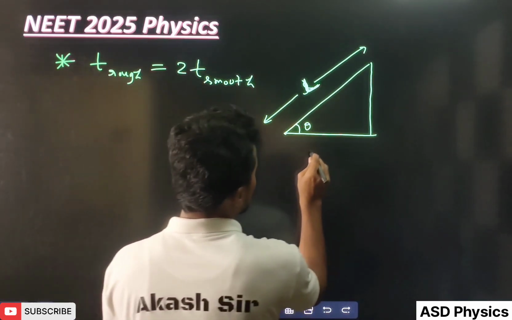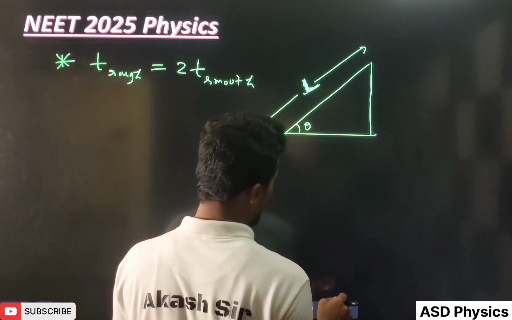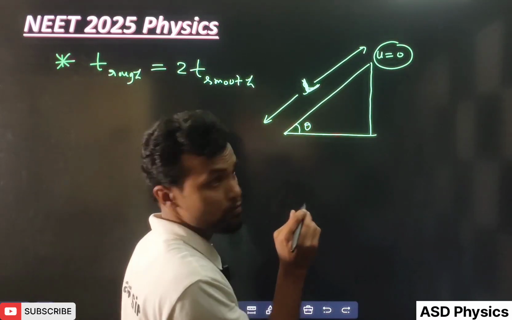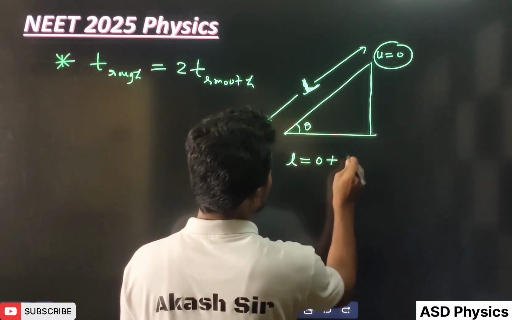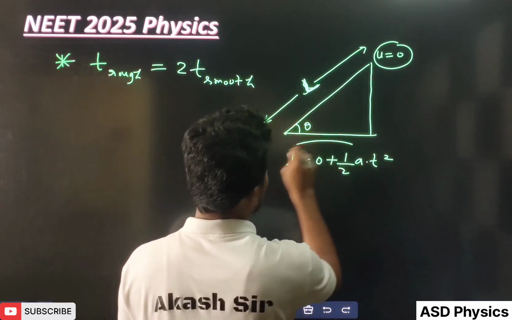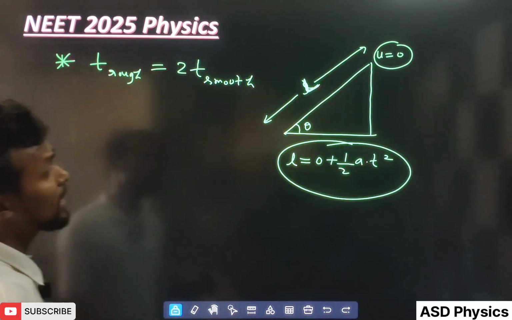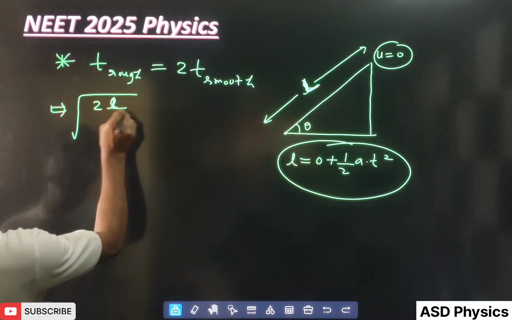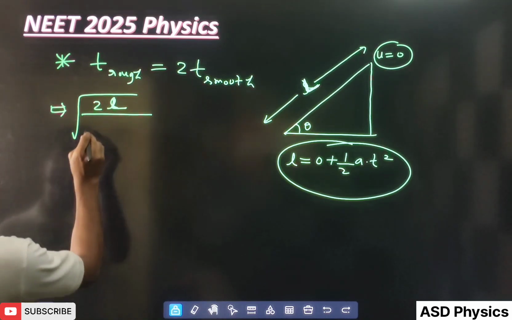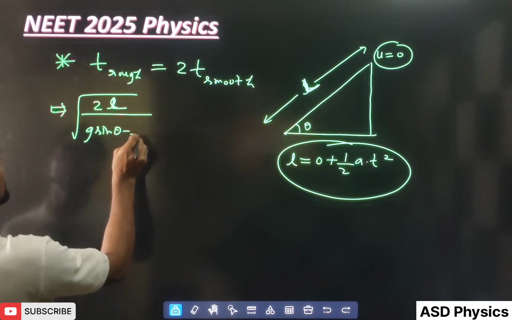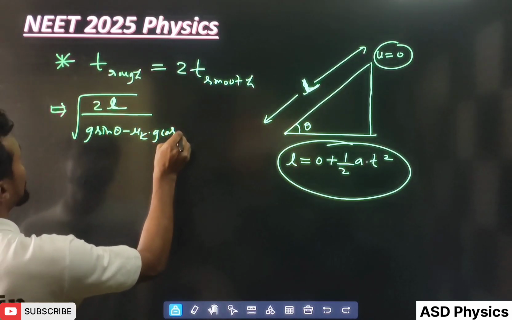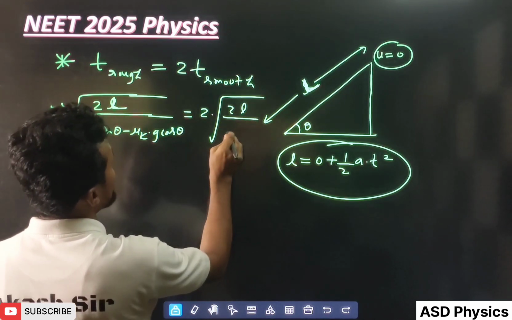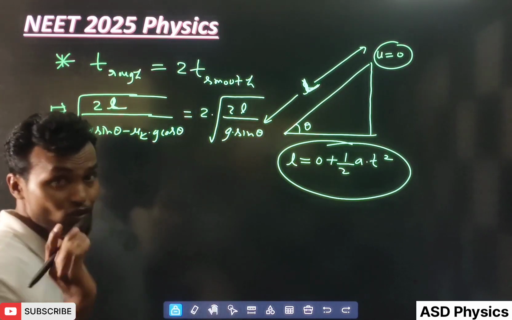Normally I will use the formula S equal to ut plus half at square, and it is starting from rest. So L equal to 0 plus half a t square, so t will come root of 2L by a. Now T rough means root 2L by a, where the acceleration down the plane for the rough surface is g sin theta minus mu k g cos theta, and this is equal to 2 times the smooth one, root 2L by g sin theta. This we should know.